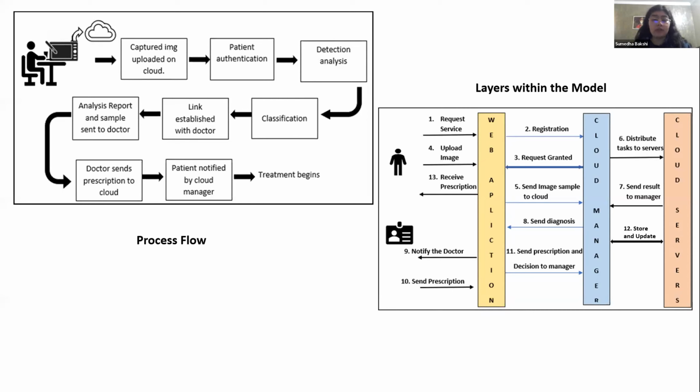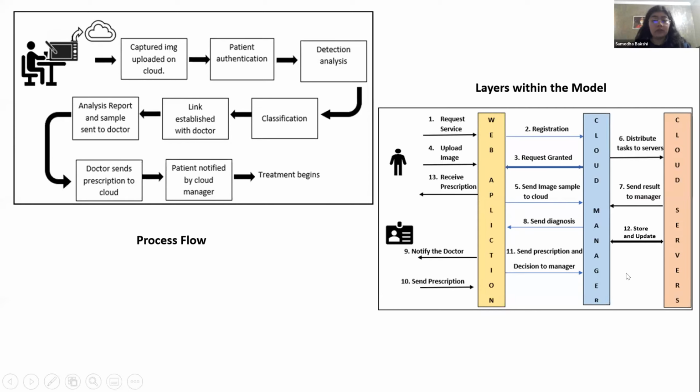The first step is the patient sends a request for a service. Then, second step, registration happens, followed by a third one, that a request is granted for authentication, that okay, yes, you're a verified user. The fourth is that you upload the image. When you say upload the image, I mean the image of the skin part where you can see some sort of cancer development. And after that, that image sample is sent to the cloud.